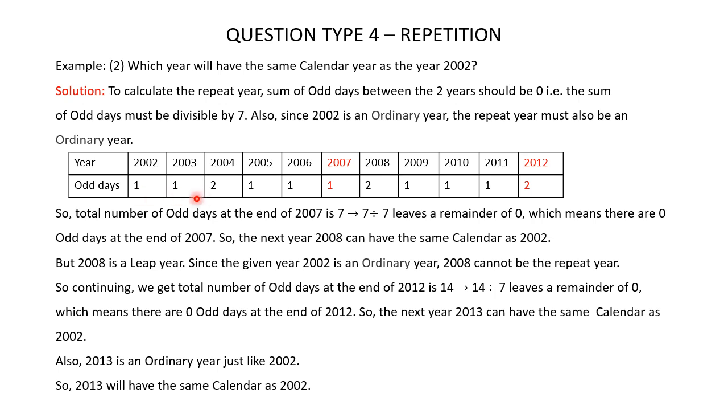Now, as you can see, the sum of odd days at the end of the year 2012 is 14, which is clearly divisible by 7. Now 14 divided by 7 leaves a remainder of 0, which means there are 0 odd days at the end of the year 2012. So the next year 2013 can have the same calendar as the given year 2002. Also observe here that 2013 is an ordinary year just like the given year 2002. So 2013 will have the same calendar as 2002.